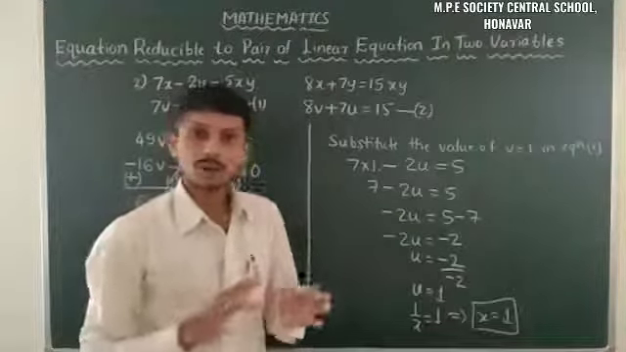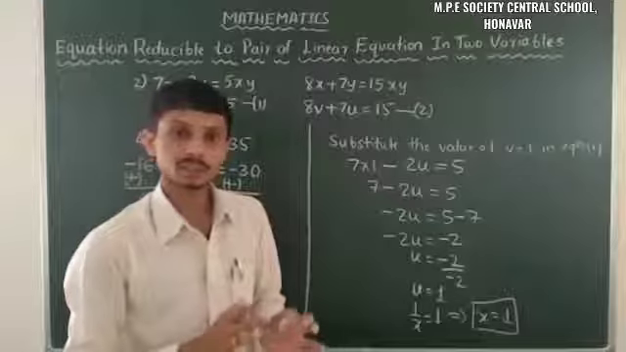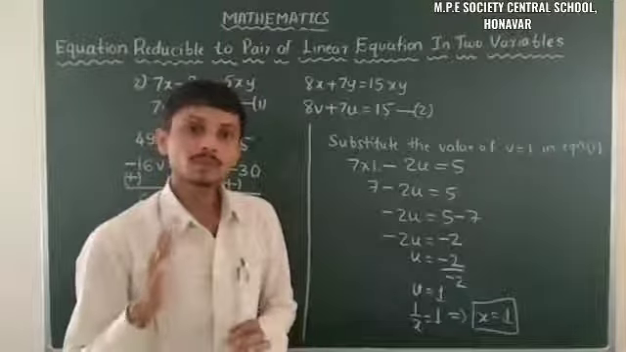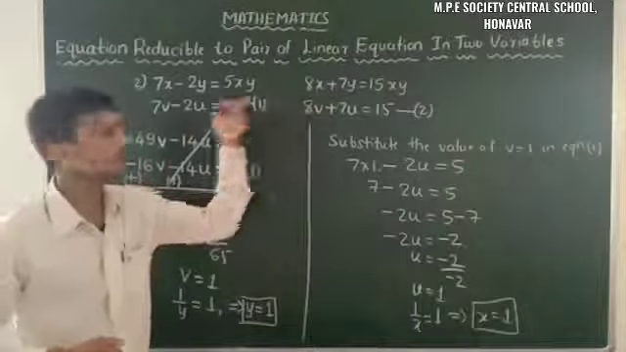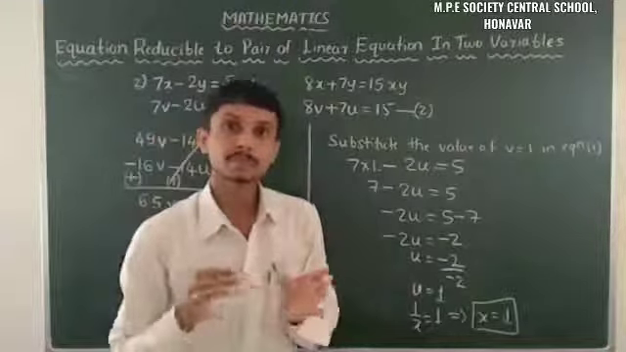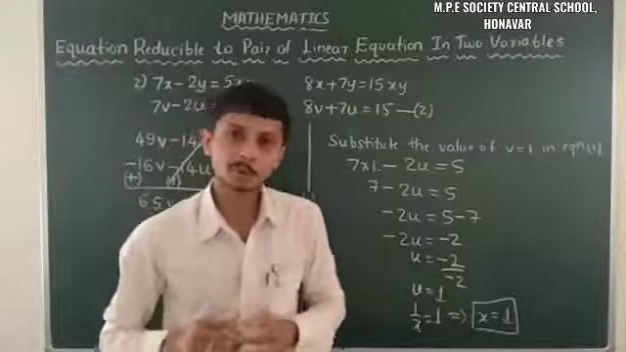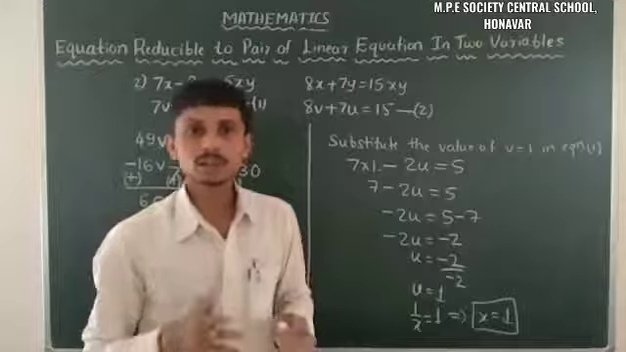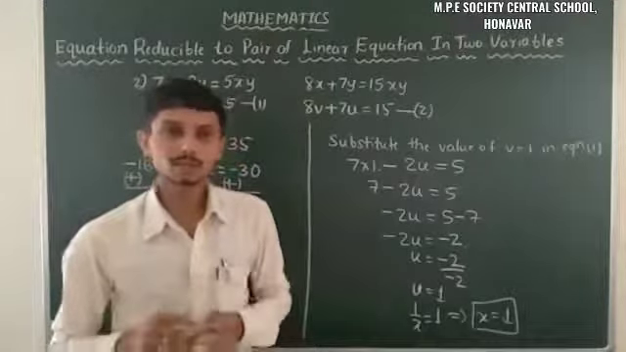Here what we have to do is convert the initial equation into the form of a pair of linear equations in two variables. Initially it's not in the form of a pair of linear equations in two variables, so we have to convert it into that form, that is ax plus by is equal to c. The standard form of a pair of linear equations in two variables is a1x plus b1y is equal to c1, a2x plus b2y is equal to c2. So likewise we have to convert.